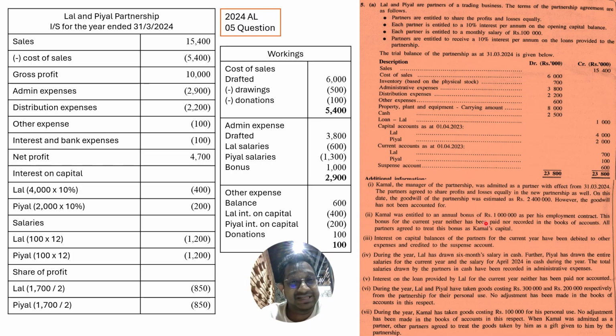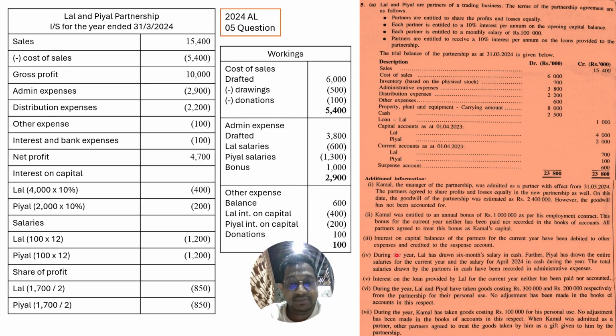But still, that is an expense for this year, because in this year Kamal was the manager, right? So the bonus for him you should consider as an expense. So in administration expense, the draft is 3,800 that is extracted from the trial balance, and to that you have to add that bonus, right?